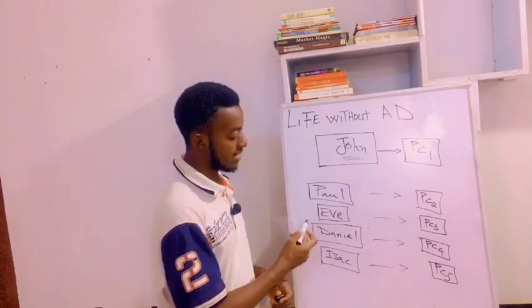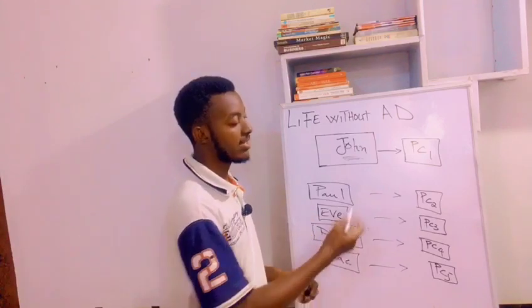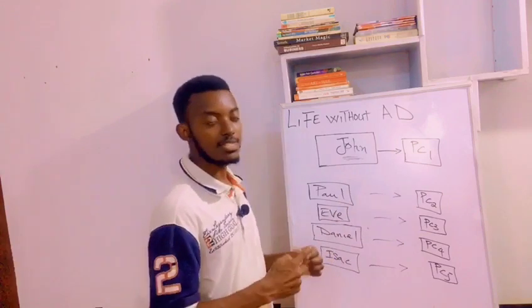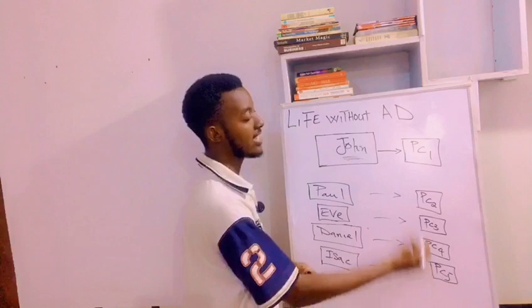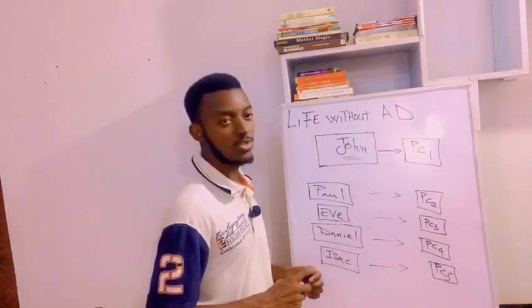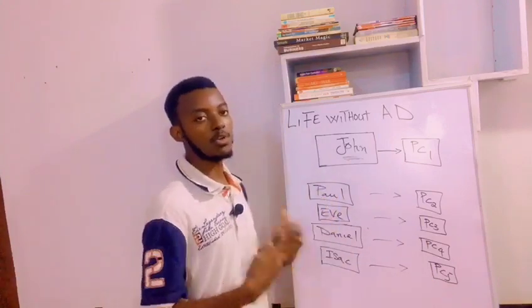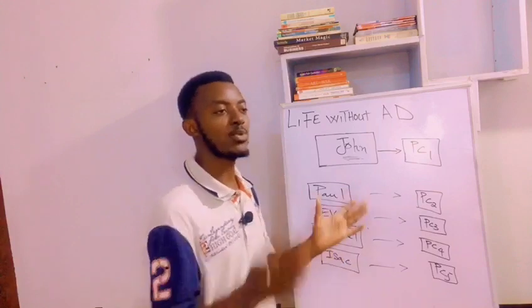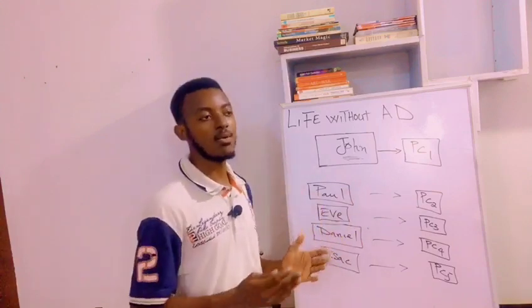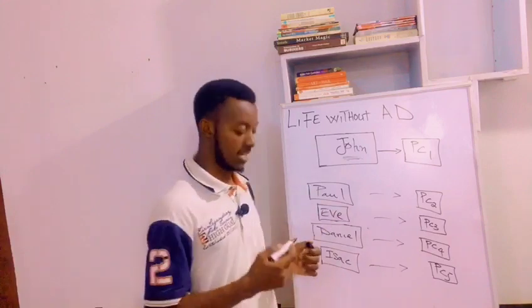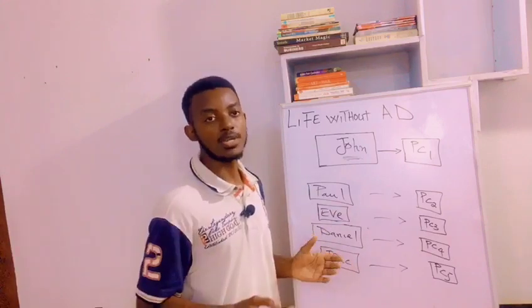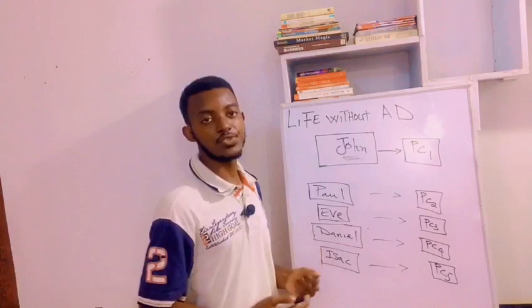You have Paul, Eve, Daniel, Isaac. You need to create the local account on every single PC that they want to access and set up the permissions as well. This is not a big deal when you have a couple of computers. But what happens when you have 200 computers, or 1,000, in your network? You obviously can't go ahead and reset the password on each user account.